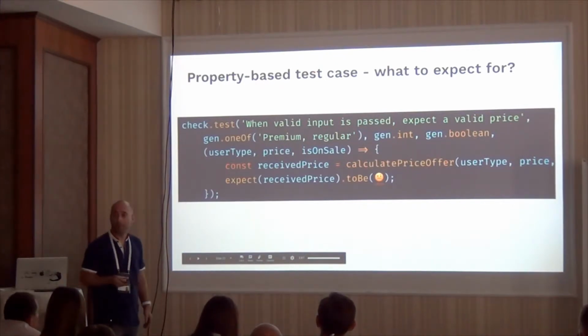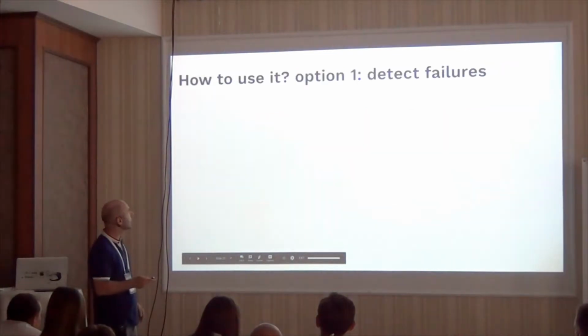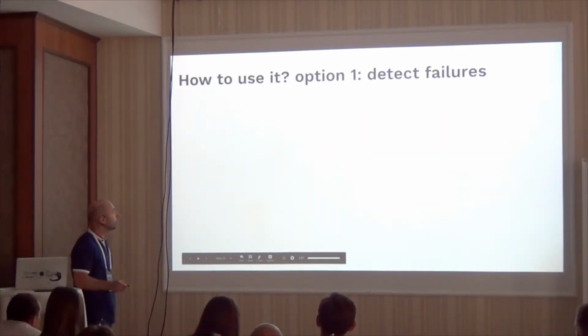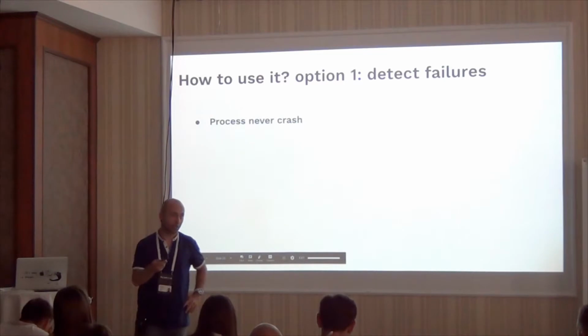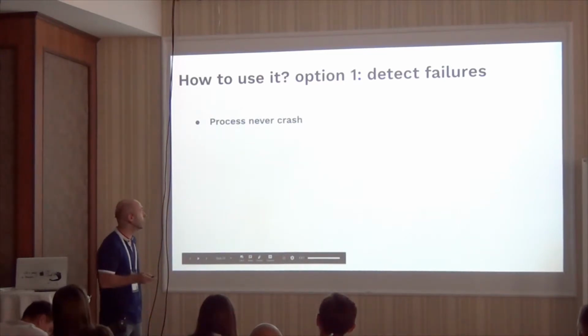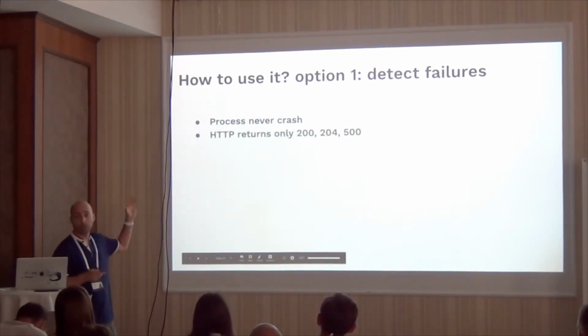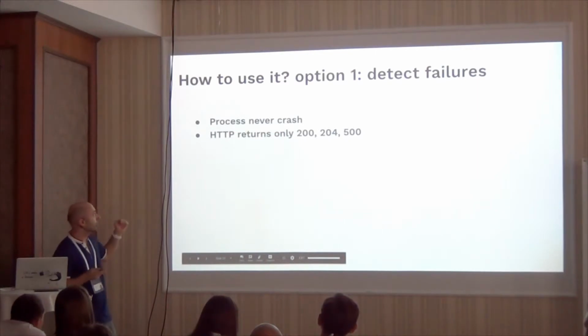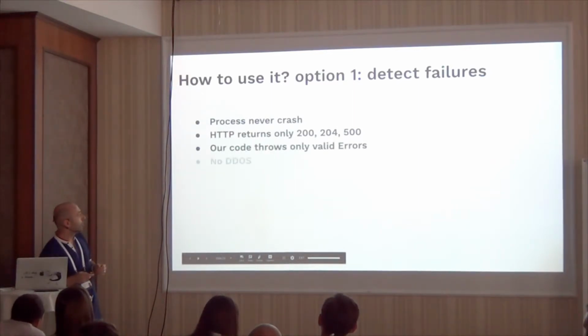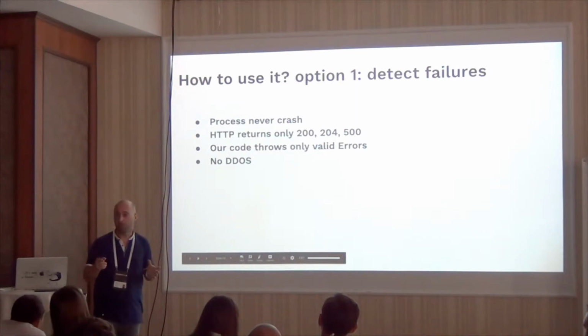So what nevertheless can we do with property-based testing? Multiple things. First, we can detect failures, which, if Cloudflare would have tried this to detect failures, would have proven very helpful for them, right? So you can run your units, your API, your function with thousands of permutations and ensure that, for a start, the process never crashes, or maybe even more specific, that your HTTP returns only the right statuses, that your code throws only valid errors, which is very useful in JavaScript.